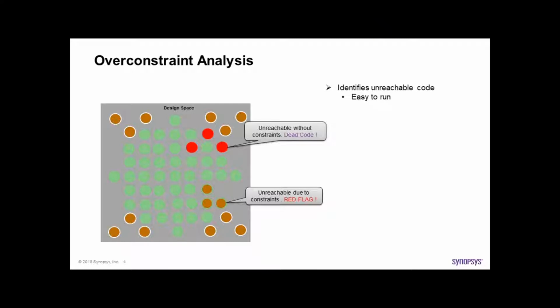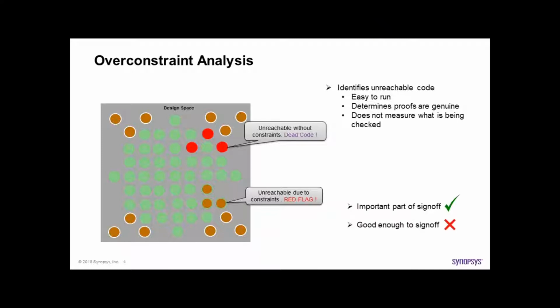So over-constraint analysis is going to identify unreachable code. It's really nice and easy to run. There's no hardship in running this. It's going to determine if my proofs are genuine. It's going to tell me if my proofs are any good, but it's not going to tell me what's actually being checked. So while cone of influence analysis was a lovely first pass analysis telling us about our assertions and if we'd missed anything, over-constraint analysis is now telling us, are my proofs any good? Have I over-constrained anything? So it's an important part of the sign-off flow.